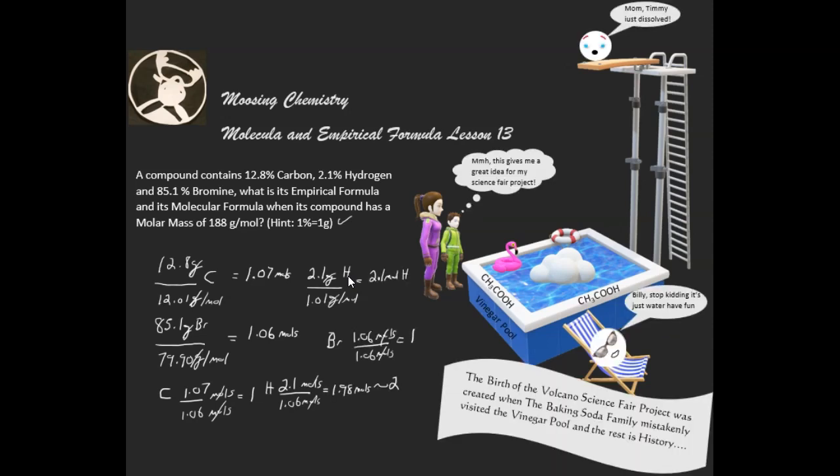All right, so our empirical formula in this case is going to be C, because that's 1, H2, because we have 2, Br. That's going to be the empirical formula.